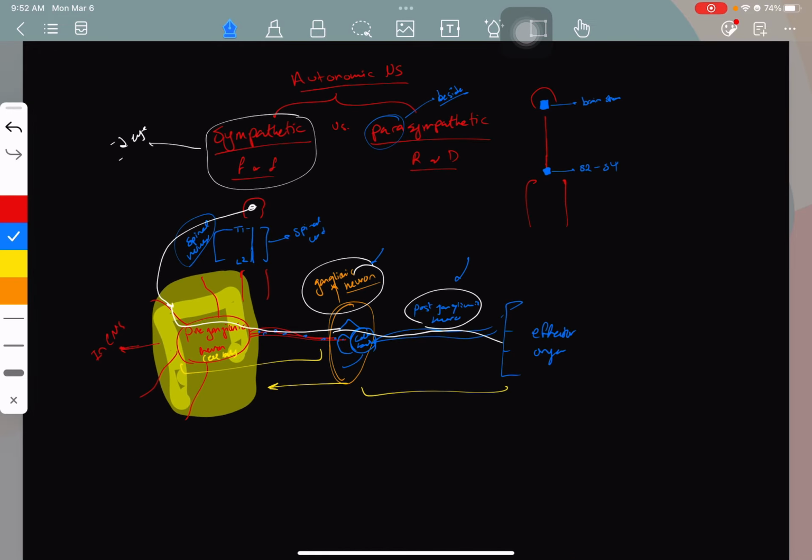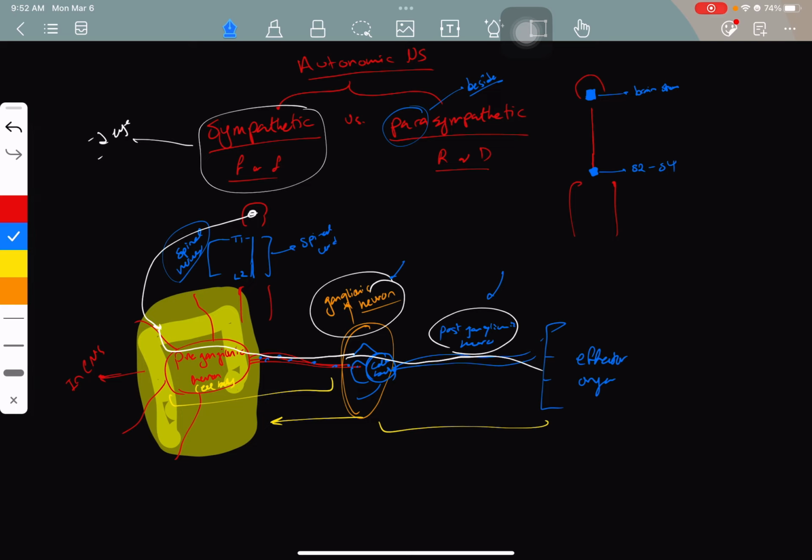Okay, and this is just a quick overview of the anatomy of the synapses between the sympathetic and parasympathetic.